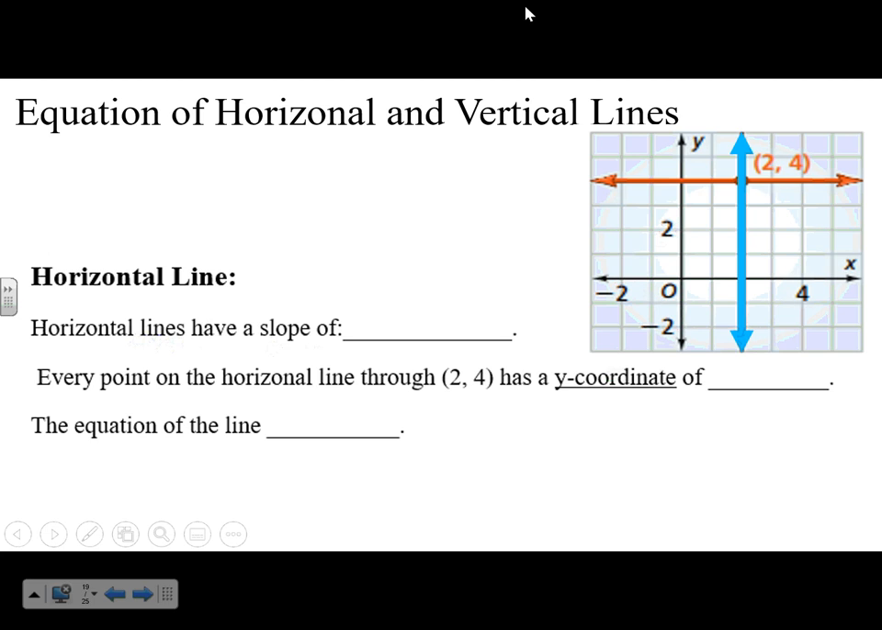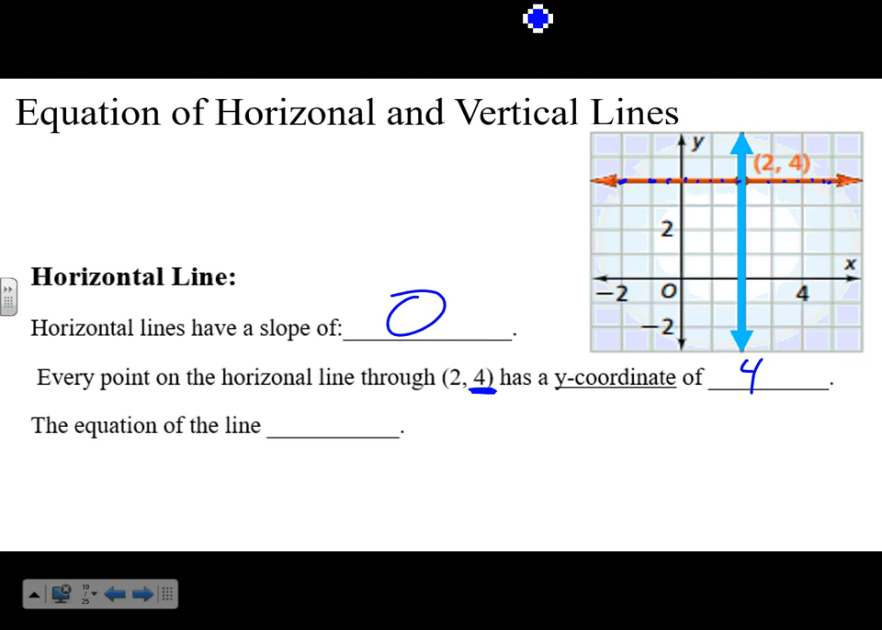All right, so equations of horizontal and vertical lines. A horizontal line has a slope of 0. Every point on a horizontal line that goes through 2, 4 has a y-coordinate of 4. If it's a horizontal line, it's going to have the same y-coordinate through the whole thing. So this is the horizontal line. Every single one of these points, if you look, the y-coordinate is 4.